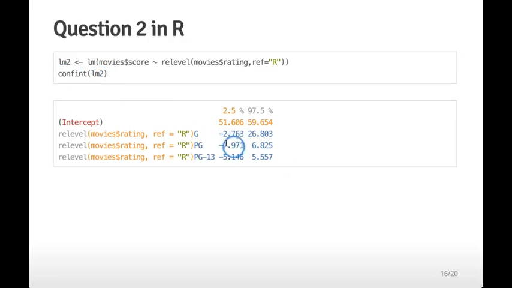So that's how you ask those sorts of questions, and you can use the confint function to calculate the confidence interval for the difference in average score between PG-13 and R movies. You can see that the confidence interval covers 0, so it's unlikely that there's a major difference in average score based on the data that we've observed.